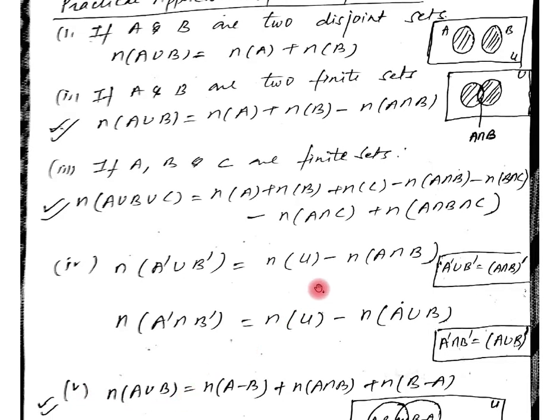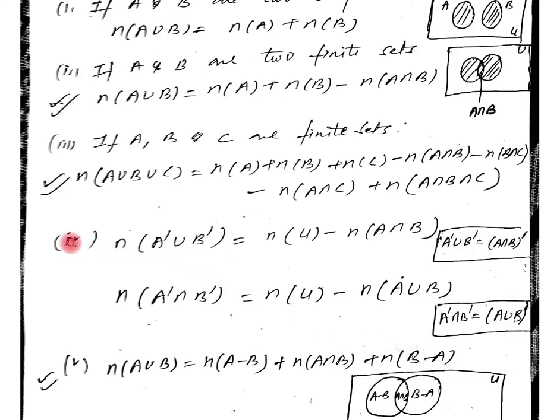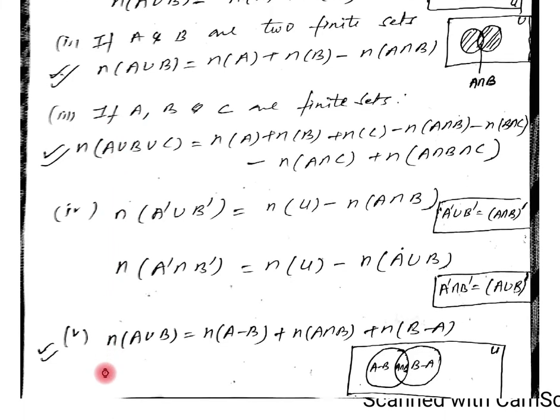And the other result I have already explained. The number of A union B can be written as the number of A minus B plus the number of A intersection B plus the number of B minus A. These are the results that we have to apply in the practical problems depending upon the sets. Let us see the questions.